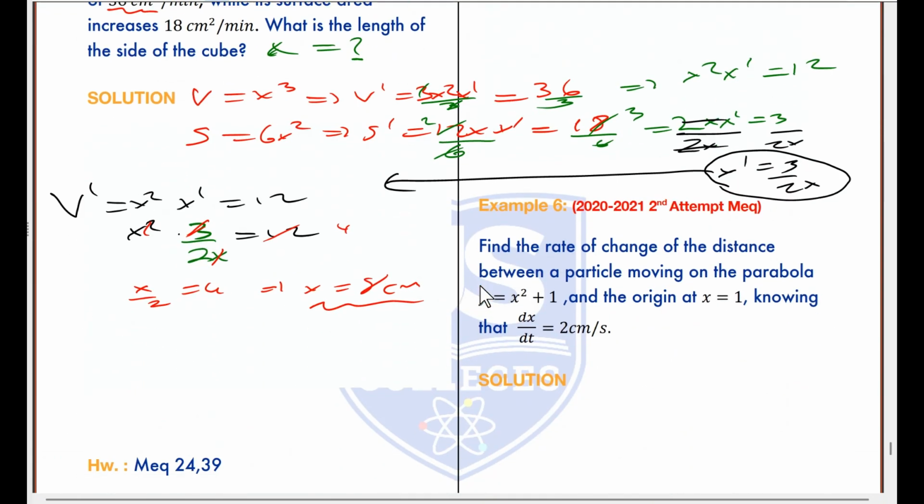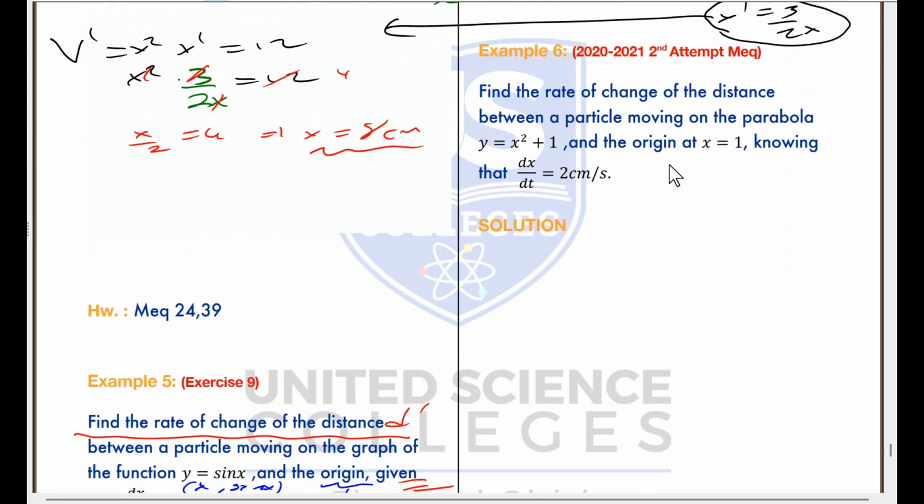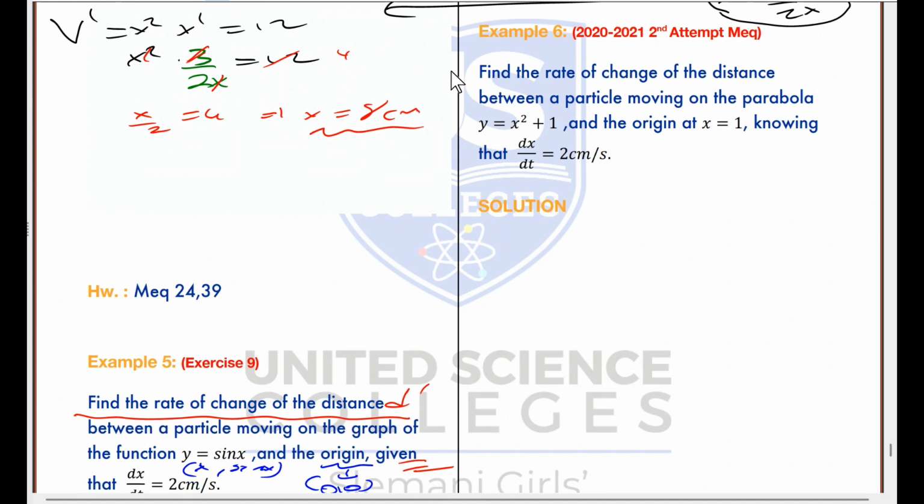Okay, let's take a look at a similar question. This is in the exercises. There is a similar question like this in the exercises, and it also came in Wizari. Find the rate of change of the distance between the particle moving on the parabola this and the origin at x equals 1, knowing that dx over dt, x prime, is 2. So the difference between this and the previous question is that the value of x is given.